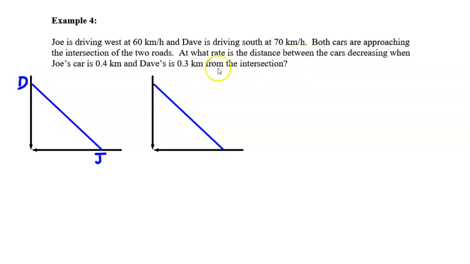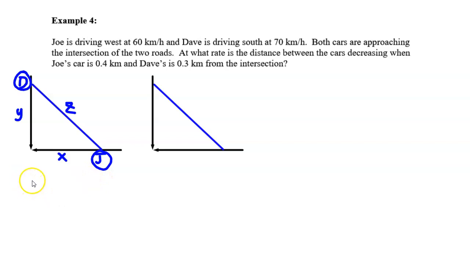Okay, so at what rate is the distance between the cars decreasing? We're going to need this piece right here, so I'll call this Z. And J and D are just to help us remember who's driving in what direction. But I'm still going to stick with the horizontal component as X and the vertical component as Y.